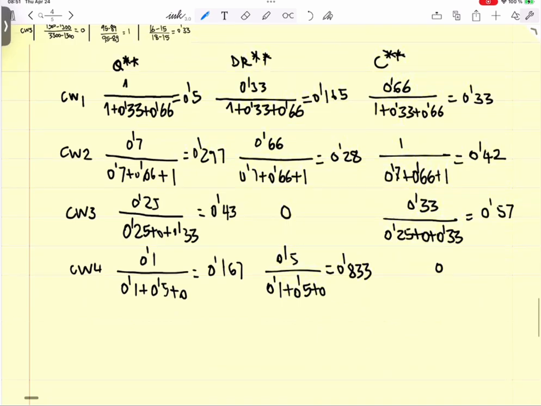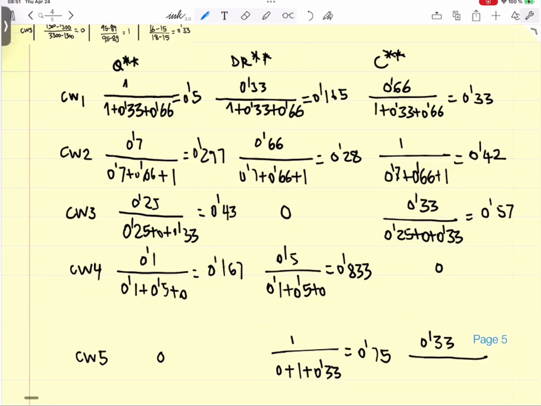Calendar week 5. It's going to be 0 here, then 1 divided by 0 plus 1 plus 0.33 equals 0.75. And the last one, 0.33 divided by 0 plus 1 plus 0.33 equals 0.25. Okay? So now we have what we need to represent the data in a proper manner.